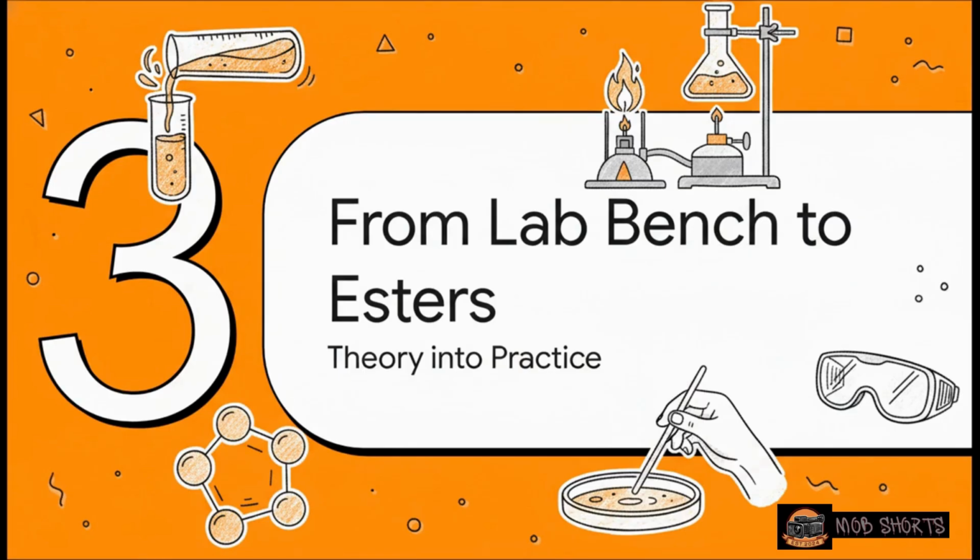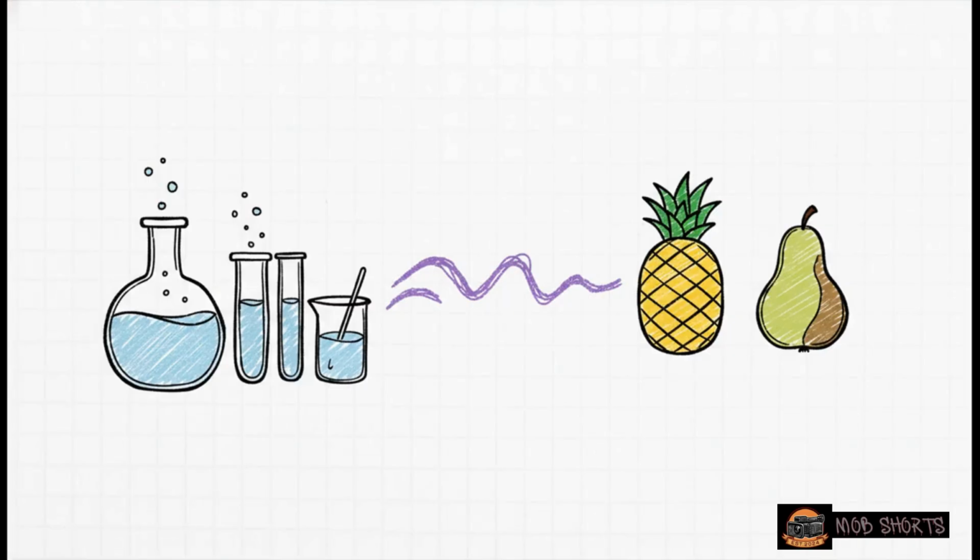So it's time to move from the textbook page to the lab bench and get their hands dirty. One of the mandatory experiments for these grade 12 students is making esters. And this is just a brilliant choice for an experiment, because esters are the molecules behind so many familiar smells and flavors, like pineapple or pear. It's the perfect way to connect these abstract chemical structures to the real sensory world.